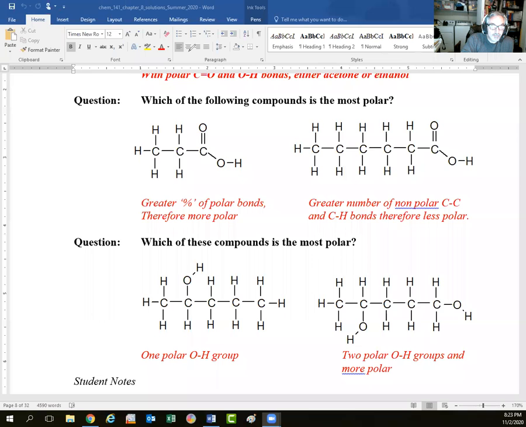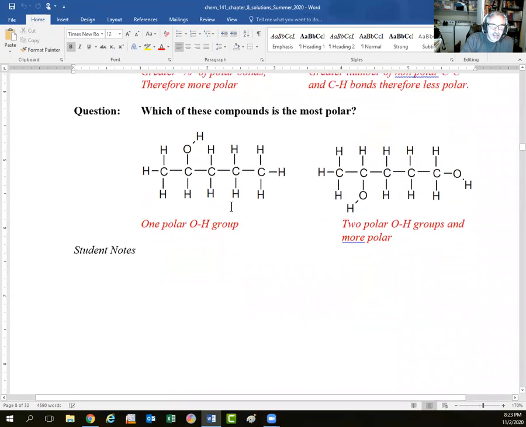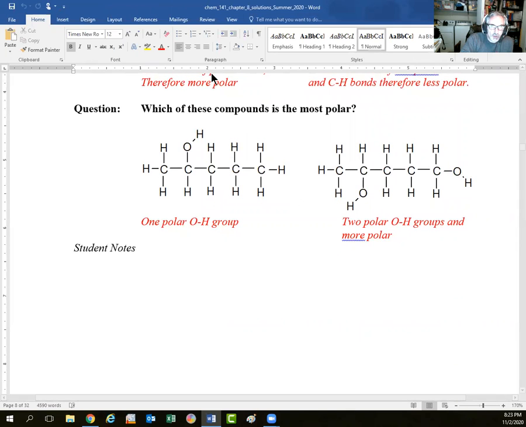Third one, similar idea, except now it's not the non-polar part of the molecule which is drastically changed, it's the polar part. We've got one polar covalent group in this molecule, but a second molecule has two polar covalent groups and would be considered a more polar molecule. Again, the sum of its parts.